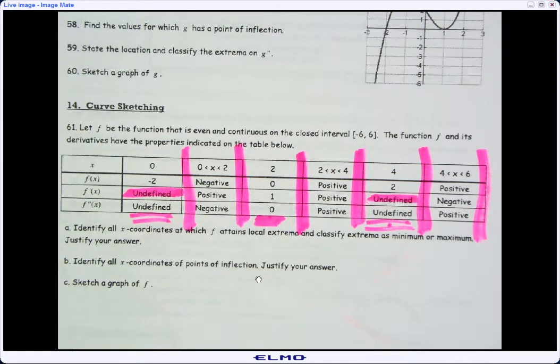But we do have to make sure that you test. Don't just say because something's 0, it's a max or min. I know we're moving fast.